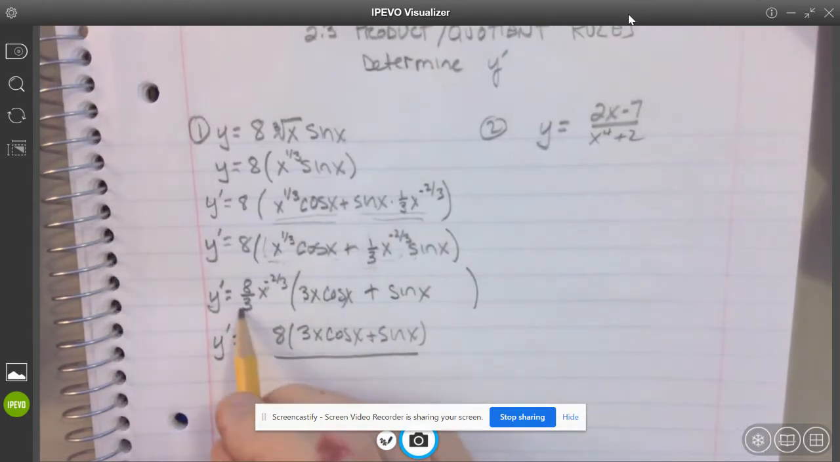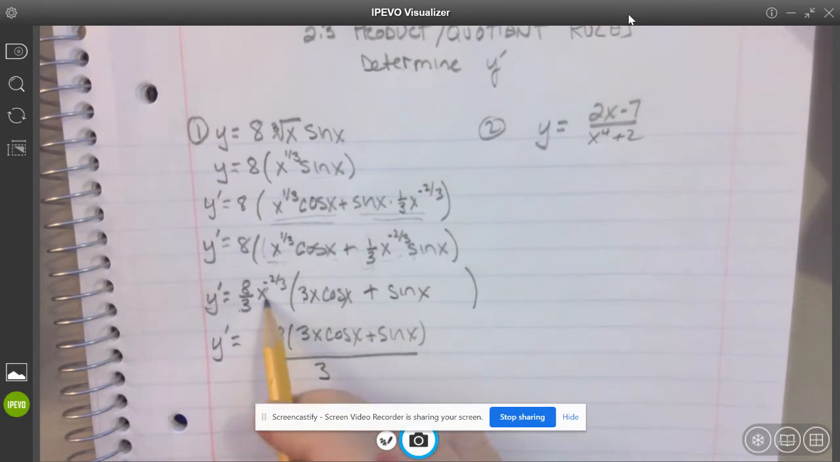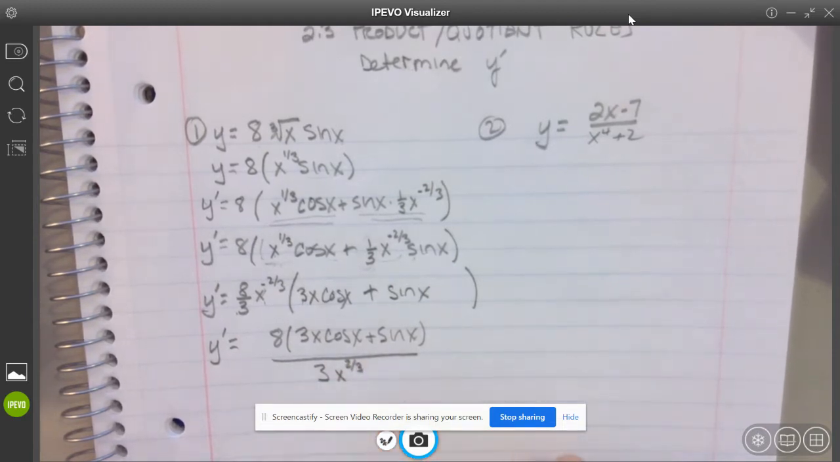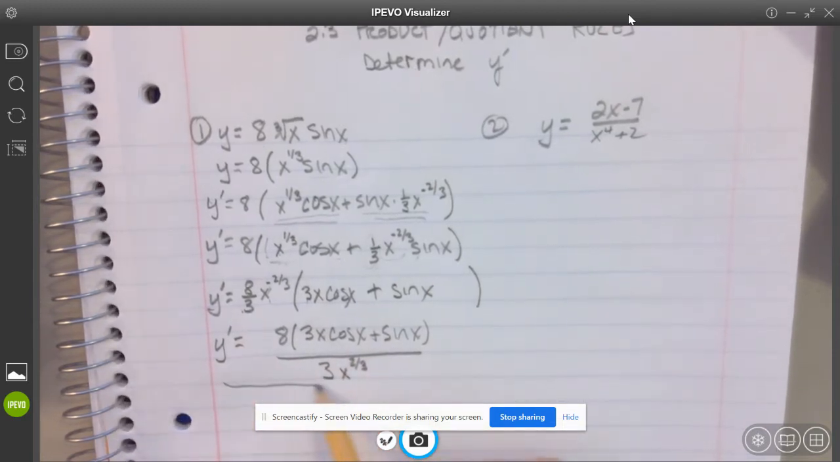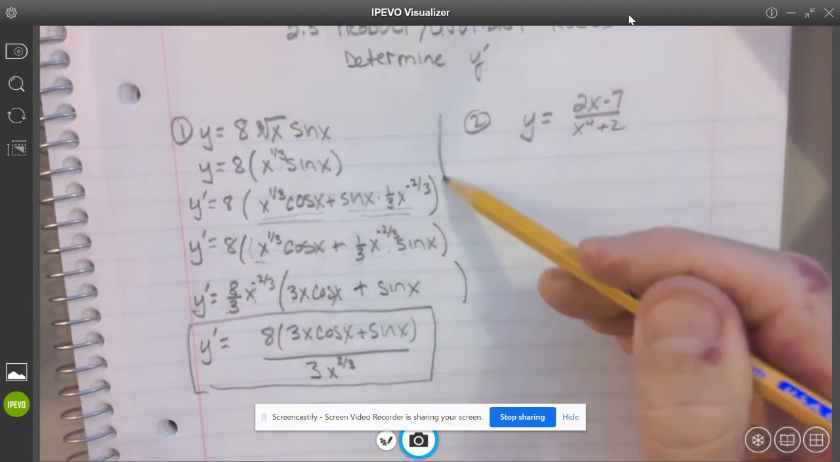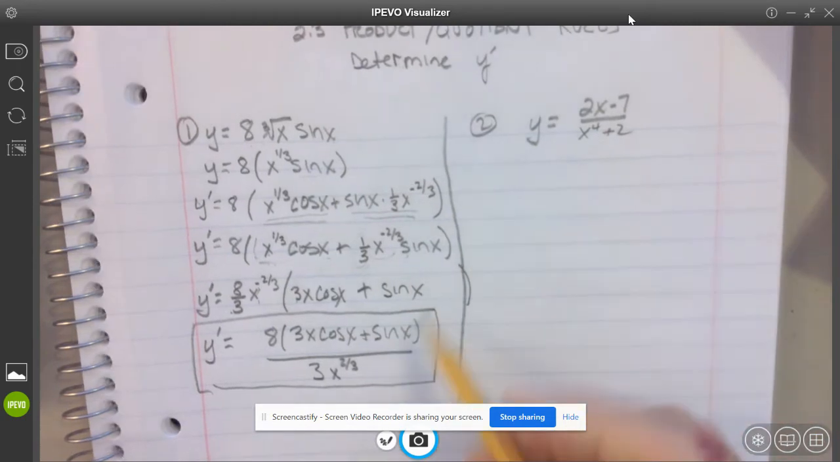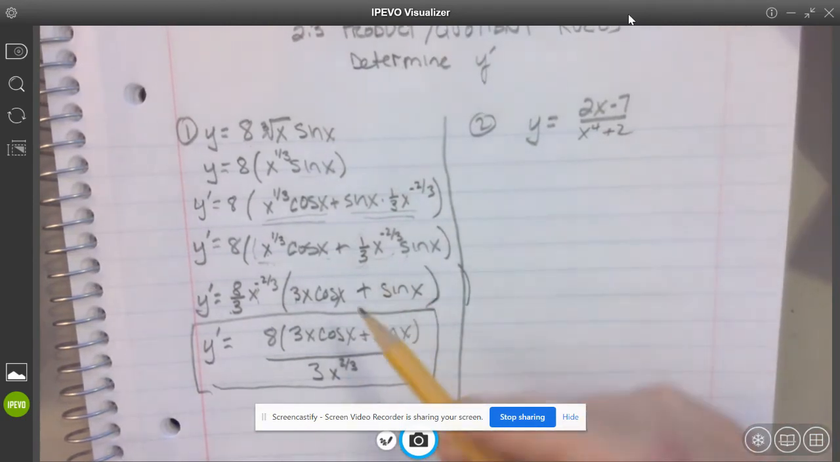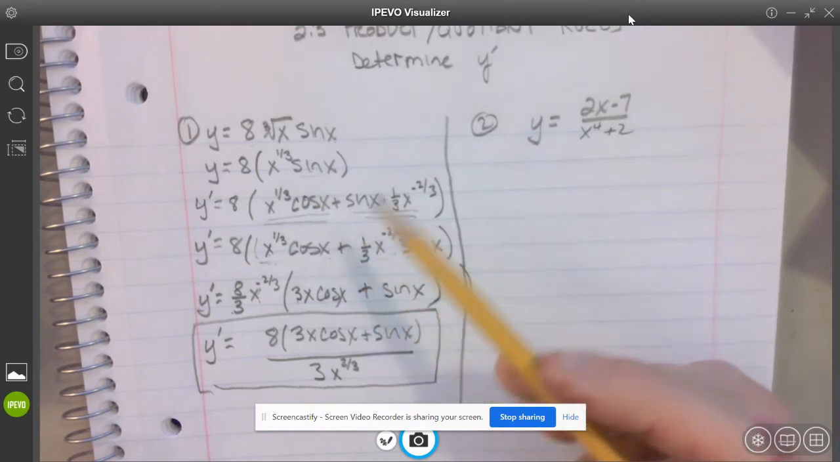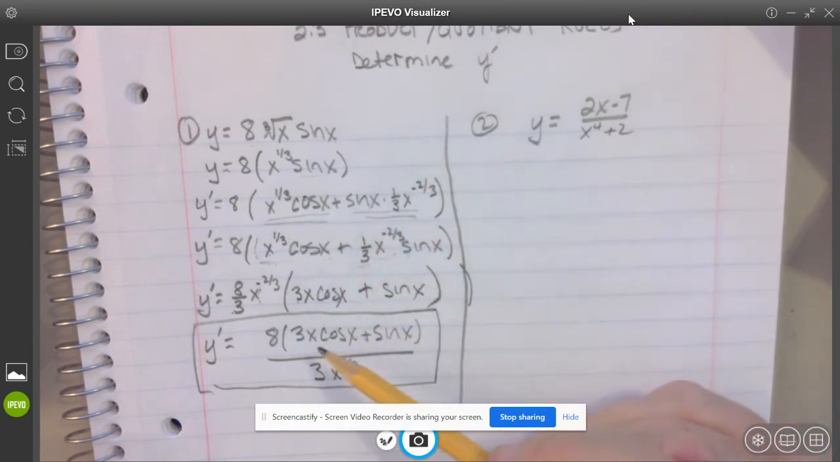And the 3 can stay on the bottom. And the x to the negative 2/3 is x to the positive 2/3 when we move it down to the bottom of the fraction. And that's the derivative. That takes some getting used to, especially that factoring part. So if you need to watch the video again, do so, and then practice.